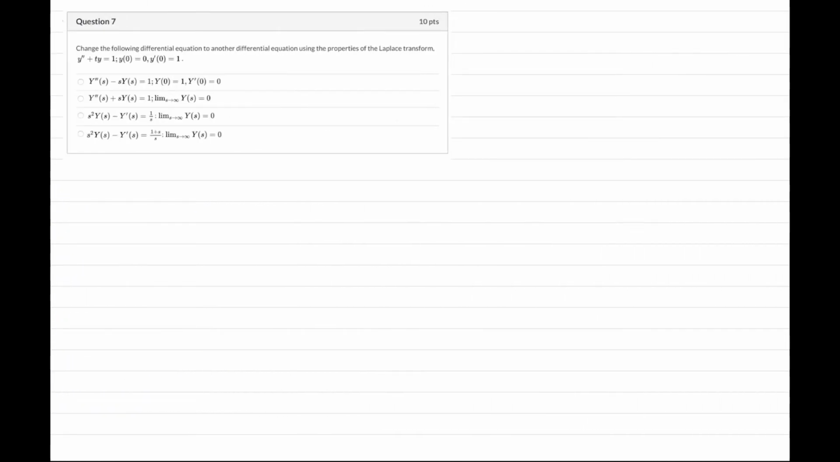Question number 7. Change the following differential equation to another differential equation using properties of the Laplace transform. Okay, so the differential equation we're given is y double prime plus ty is equal to 1, and they tell us that y of 0 is equal to 0 and y prime of 0 is equal to 1.